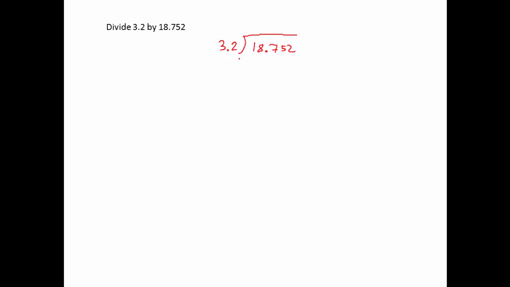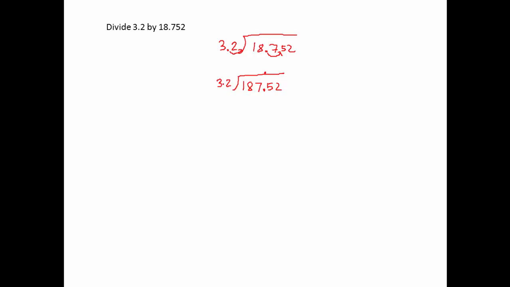Okay, because the divisor here is a decimal, you want to move the decimal point to the right in order to make this become a whole number. We have one decimal place here, so we move it one place to the right. If you move this to the right by one decimal place, then we also do the same thing to the right side. So now we have a new problem, 32 divided by 187.52, because we move this decimal place to after the 7. After you move this, you bring the decimal point here.